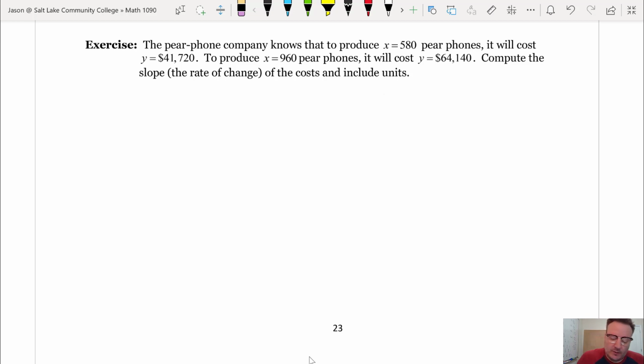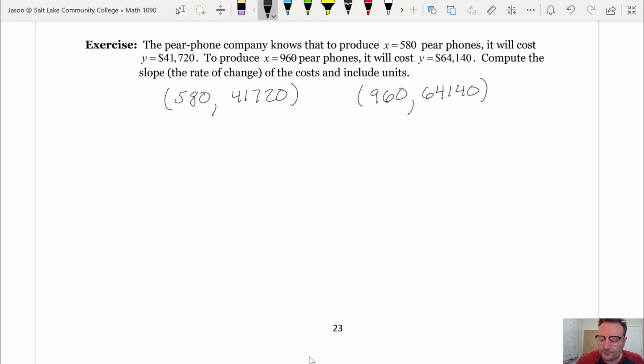So what are those 2 points? Well, the first point is when we produce 580 phones, it costs $41,720. And we also know that when we produce 960 phones, it will cost us $64,140. Now, which one of these points I call point 1 and which I call point 2 is irrelevant, but I'll just call this point point 1. So I'll label this as x1, and this will be y1. And this I'll denote as x2, and this will be y2.